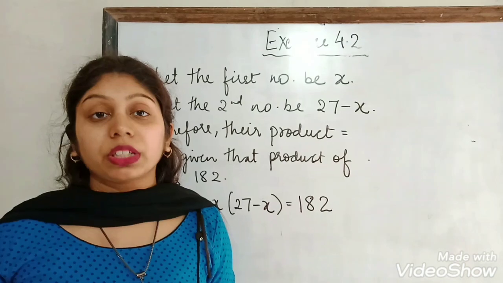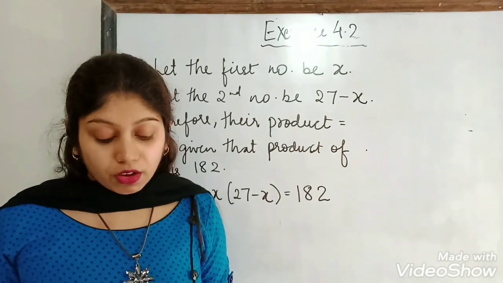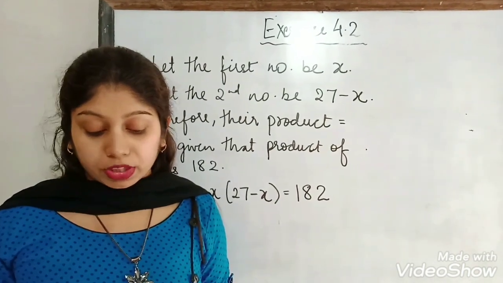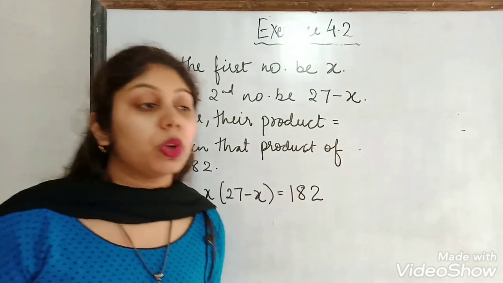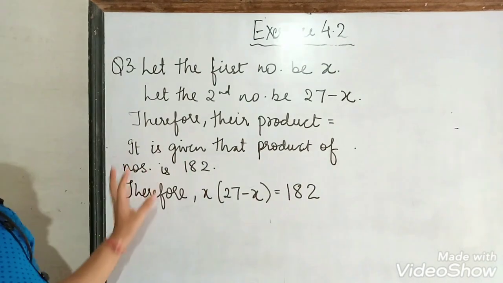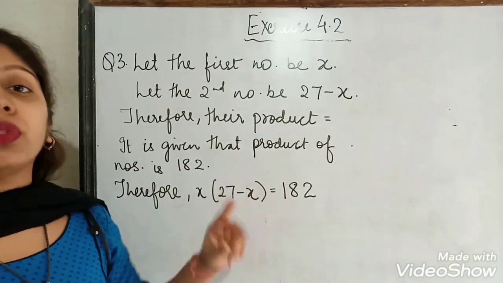Now let us begin with the third question. The question is, find two numbers whose sum is 27 and product is 182. Now we all know, children, over here they are saying that the sum of two numbers is 27, isn't it?